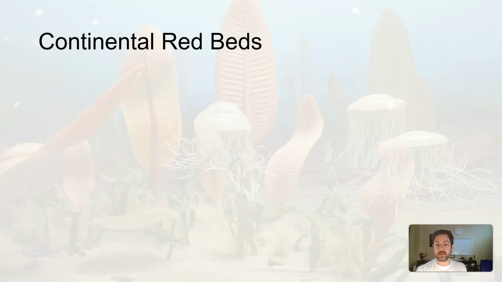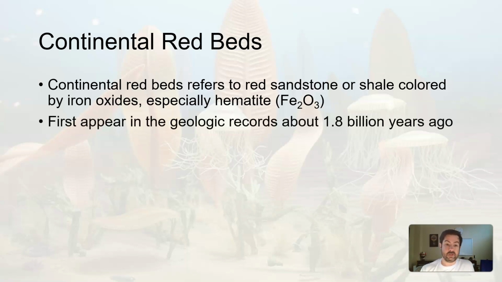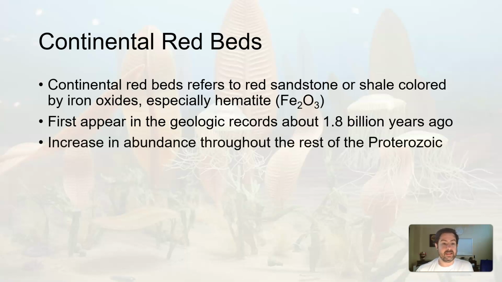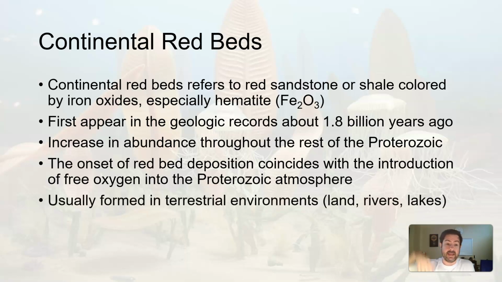All right, let's talk about continental red beds as well. So this is an indication now that oxygen is increasing in the atmosphere. What this refers to is the red sandstone or red colored shales that we see that are colored by iron oxides, especially hematite. And these first begin in the geologic record about 1.8 billion years ago. That's when, as I just showed you on that chart, oxygen finally started to jump up in the atmosphere and increase, and that increased throughout the Proterozoic. The onset and creation of these red beds coincides with the introduction of free oxygen into the atmosphere.